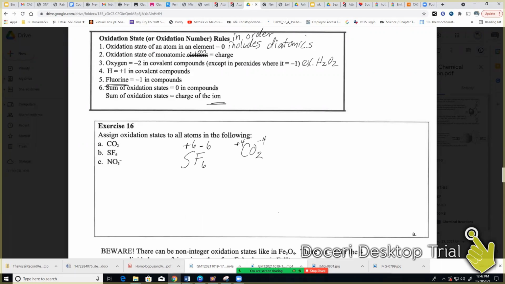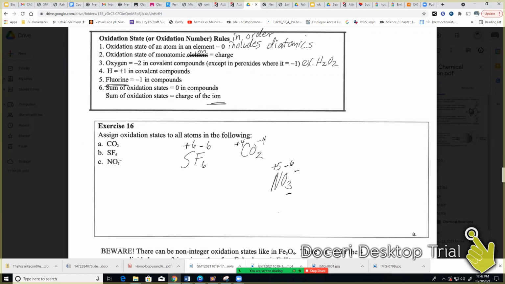Now on this one, whenever I have NO3 minus, instead of my total being equal to zero, I want my total to be equal to a negative one. So once again, oxygen is a negative two. I have three of them, so I have a total of negative six. So what would my nitrogen be?